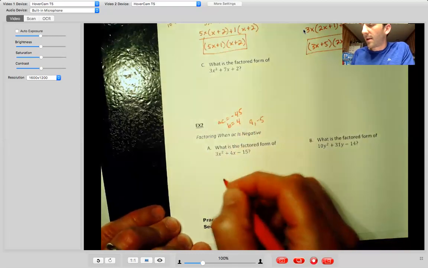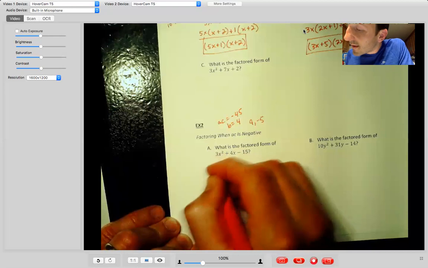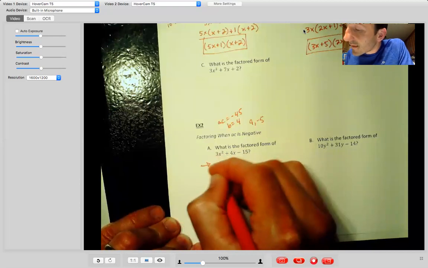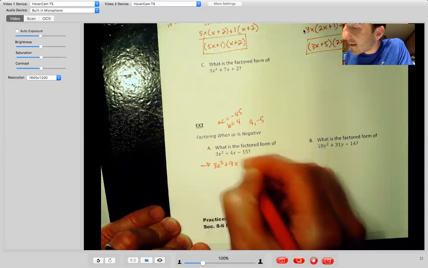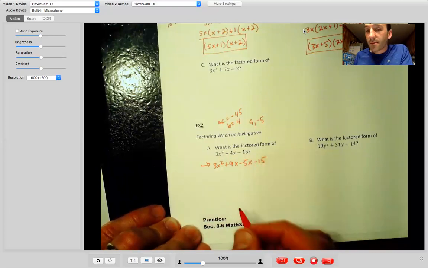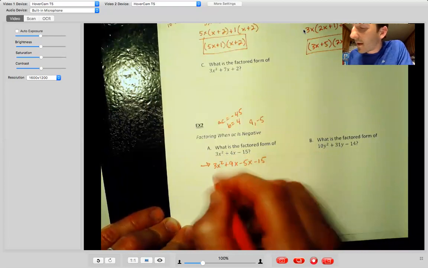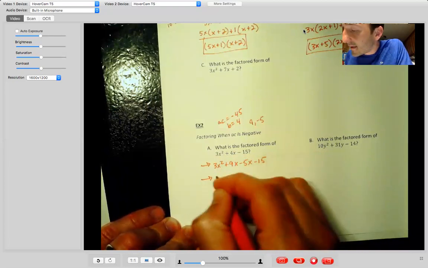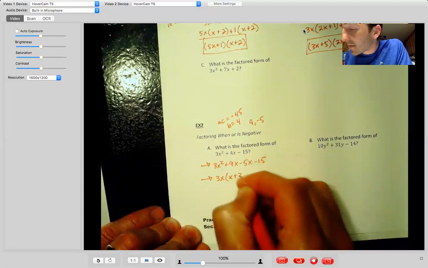So we're going to split that middle term into 9x minus 5x, or negative 5x plus 9x, either way. So 3x squared plus 9x minus 5x minus 15. All right, so out of the first two, I can factor a 3x, and that's going to leave me with the quantity x plus 3.